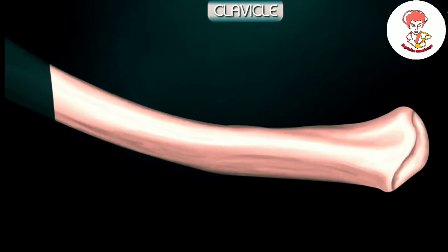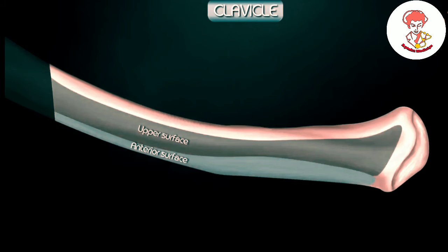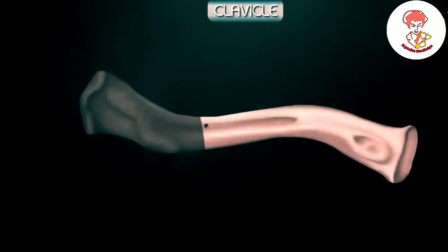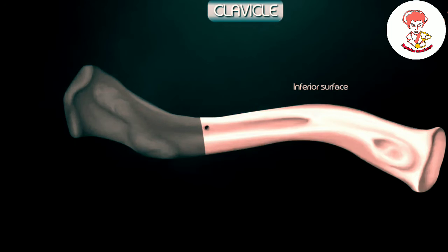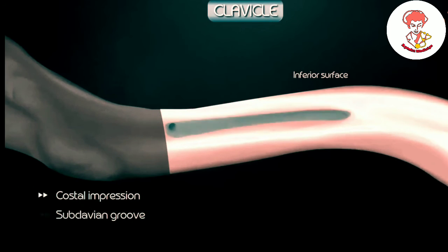The medial 2/3 presents with four surfaces. The anterior surface is rough and convex, the upper surface. The posterior surface is smooth and concave, and the inferior surface presents with the costal impression that gives attachment to the costoclavicular ligament and the subclavian groove.